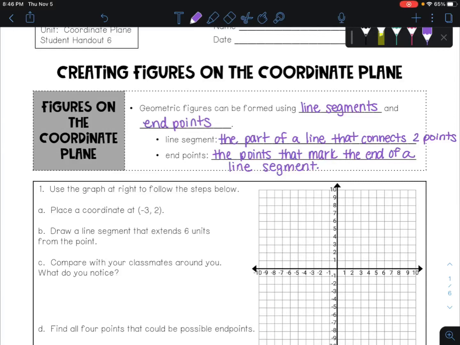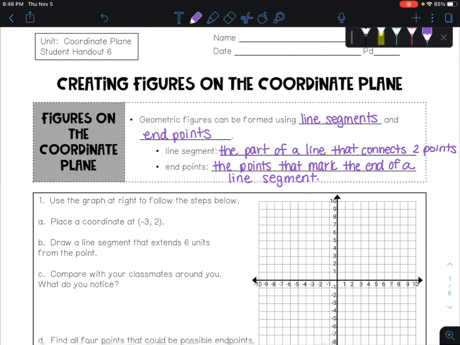Today we'll be working on the last lesson of our coordinate planes unit, lesson 6, creating figures on the coordinate plane. So geometric figures or shapes can be formed using line segments and endpoints. Line segments are the part of a line that connects two points. Endpoints are the ends of the line segment. They mark the ends of the line segment.